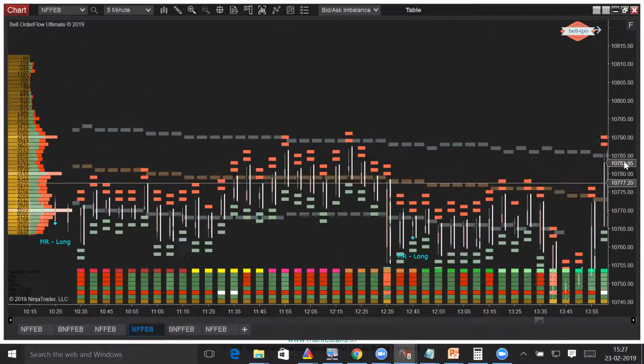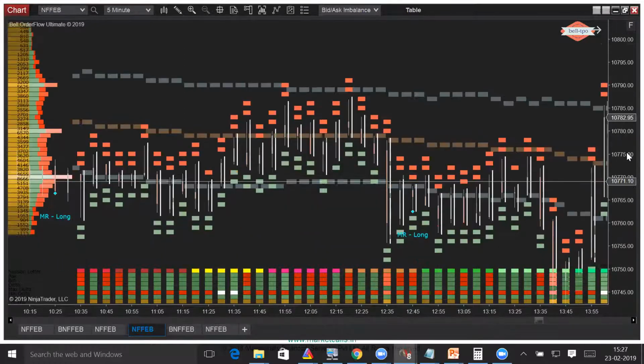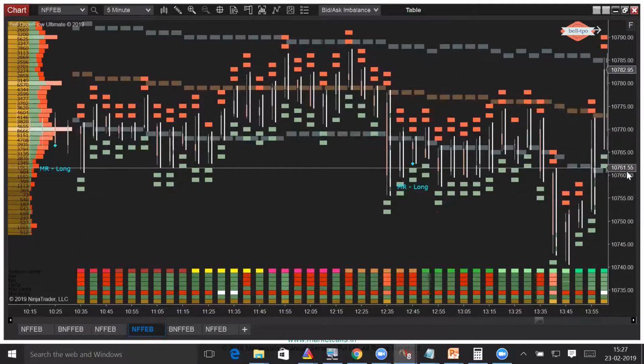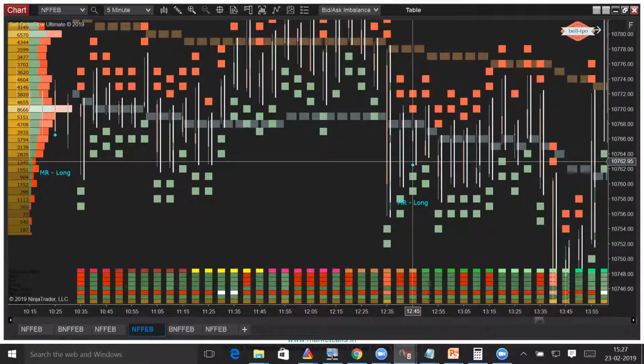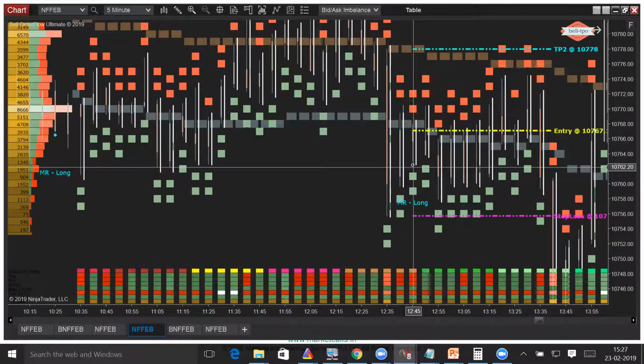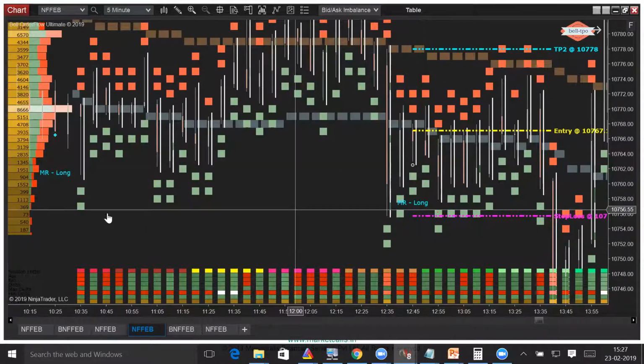One more MR long came. They are very close to the targets, but then it failed. This MR entry came around 10,767, and the target is supposed to be 10,778. It came pretty close to 774, and then the stop loss got hunted.